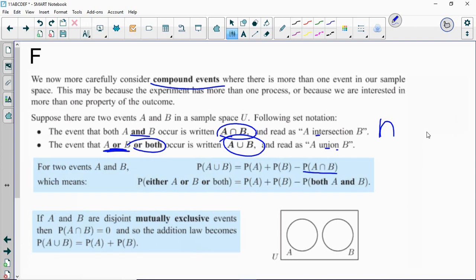And last vocab on this page, two events are considered to be either disjoint, or we say mutually exclusive events, if they cannot both occur. So the probability of A and B is exactly 0. And so we can leave out that last bit about the intersection.